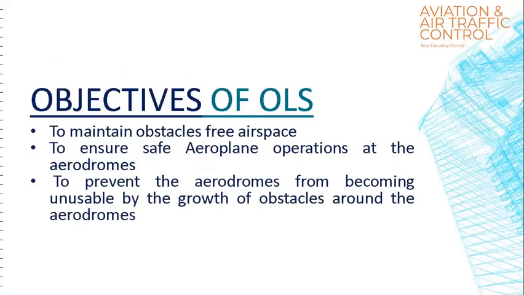Now suppose the city is surrounding and developing, and the type of development is going in the vertical direction. So what is the height of that development which will not affect the safety of aircraft operations from the airport? To understand this, we need to study obstacle limitation surfaces. The objectives of obstacle limitation surfaces are to maintain obstacle-free airspace, to ensure safe aeroplane operations at the aerodromes, and to prevent the aerodromes from becoming unusable by the growth of obstacles around the aerodromes.